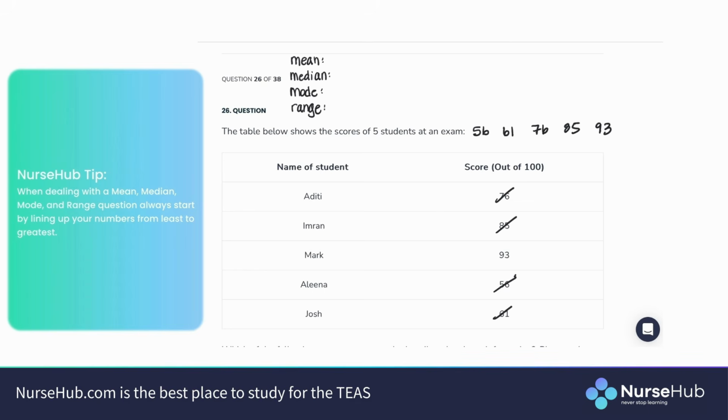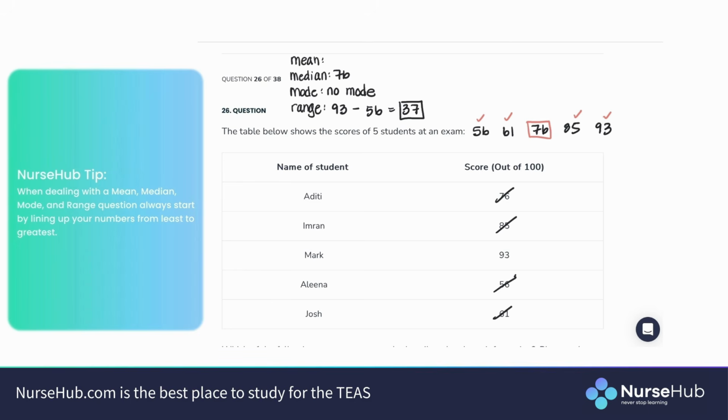So let's knock out easy ones first. So range is the largest number minus your smallest number. So 93 minus 56 gives us 37. So our range is 37. Our mode is what number shows up the most. Every number only shows up once, so there is no mode. The median is what number's in the middle after the numbers have been lined up from least to greatest. So we find that 76 is in the middle, so that's going to be our median.